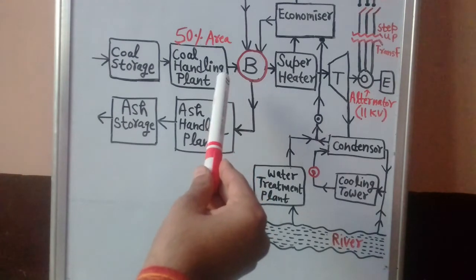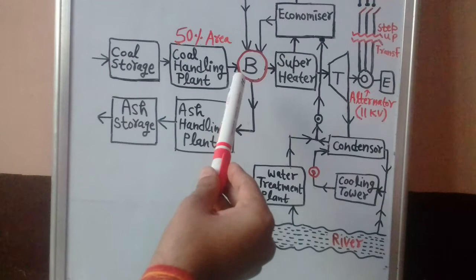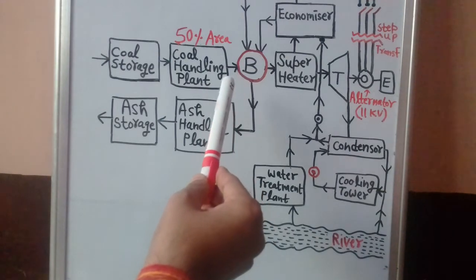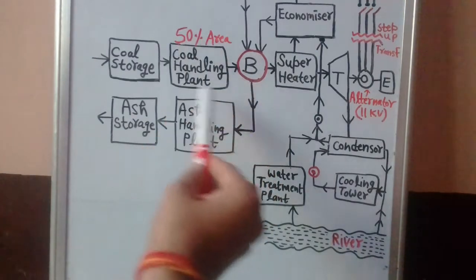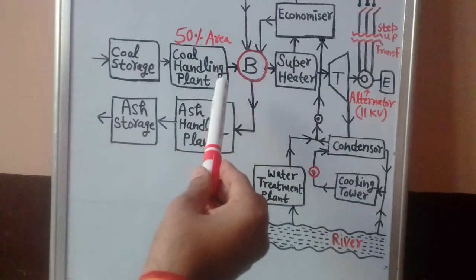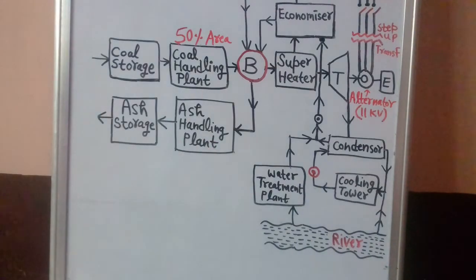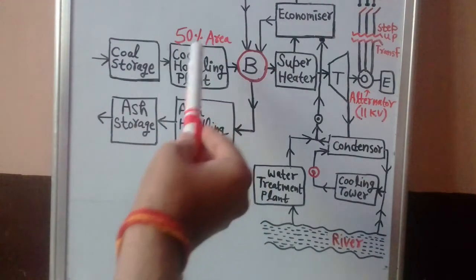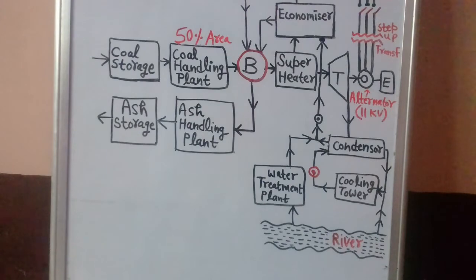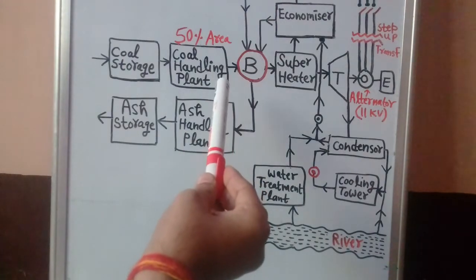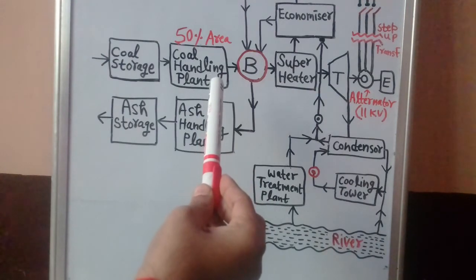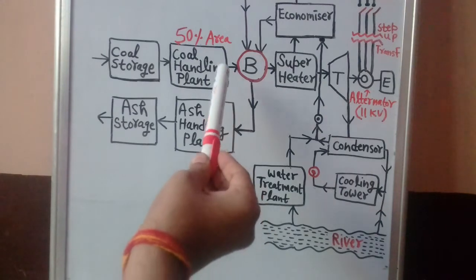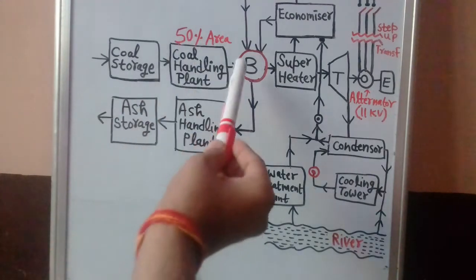So in order to promote the rapid and proper combustion of the coal, and to increase the combustion efficiency of the coal, pulverization of the coal is necessary. That means we should crush the coal into small pieces. Due to pulverization, the surface area of the coal increases, and the coal is now ready for proper and rapid combustion. So that's how the combustion efficiency of the coal increases.